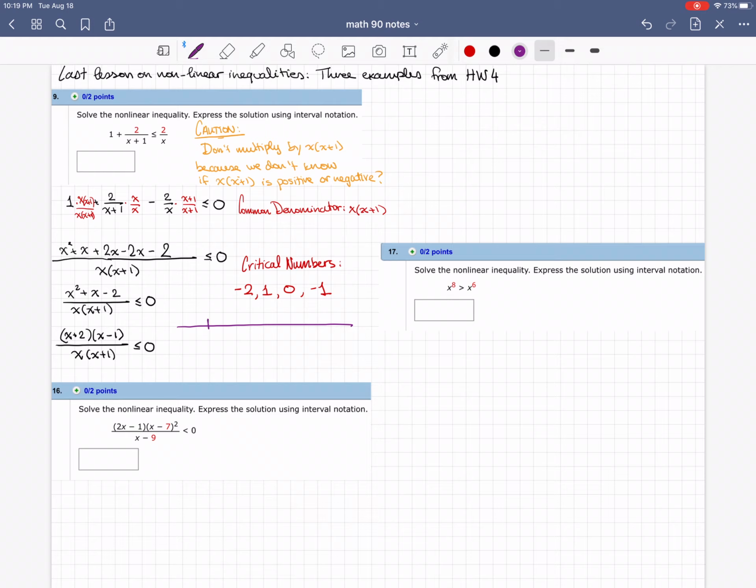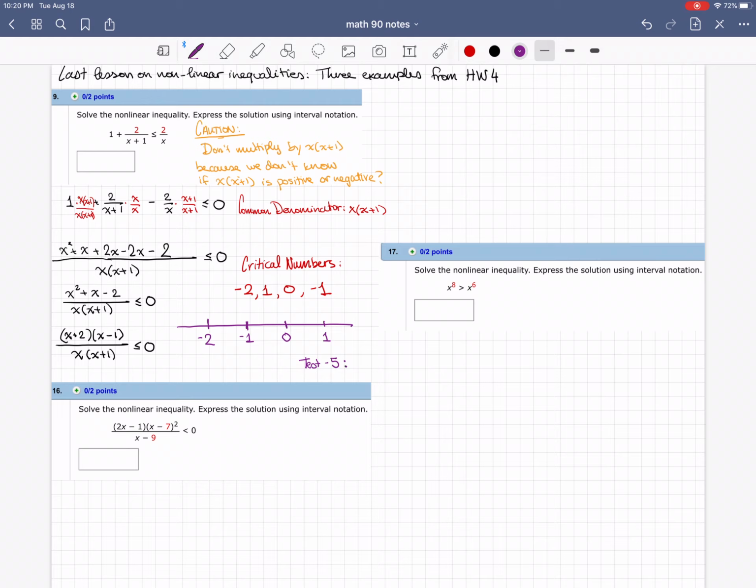So remember, for critical numbers, we just put them in order. We don't really worry about scale so much. We just put the critical numbers in order. And again, we're not going to do the whole build-up sign chart process. We're going to pick a test point. You can pick anything you want to be your test point.